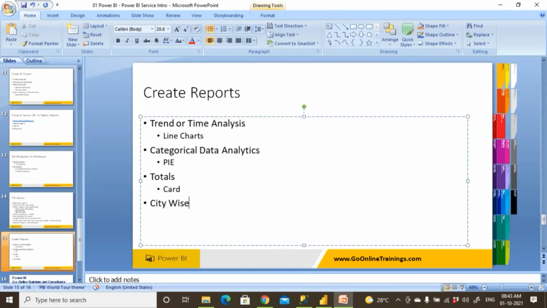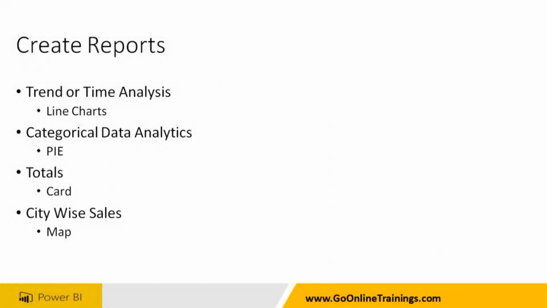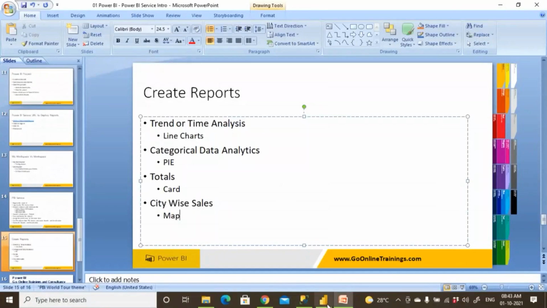Okay. City-wise sales, I would like to show. I am talking about map visualization. Clear? So a lot of visualizations you need to create and you should be able to deploy. So trend analytics, this analytics, and some data matrix. All the reports you should be able to create.